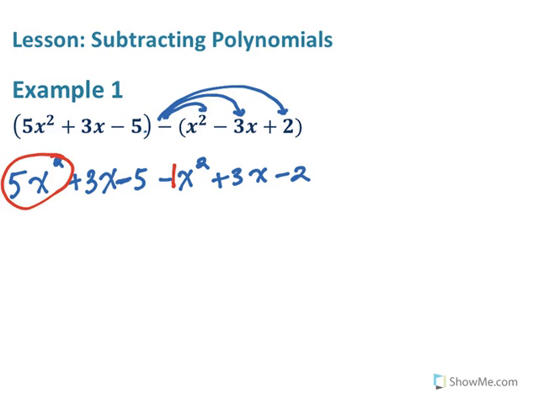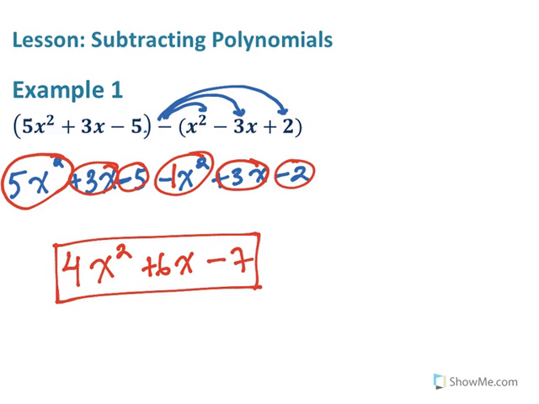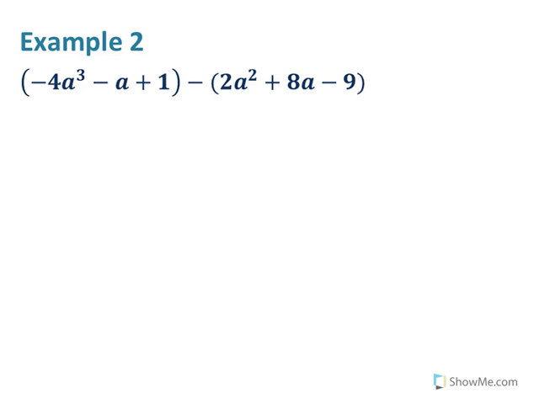So I have 5x squared minus 1x squared, which is going to give me 4x squared. Then I have 3x plus 3x, which is going to give me 6x. And negative 5 minus 2, which is negative 7. Okay, so this is the difference of those two polynomials. Change the sign and then combine like terms.